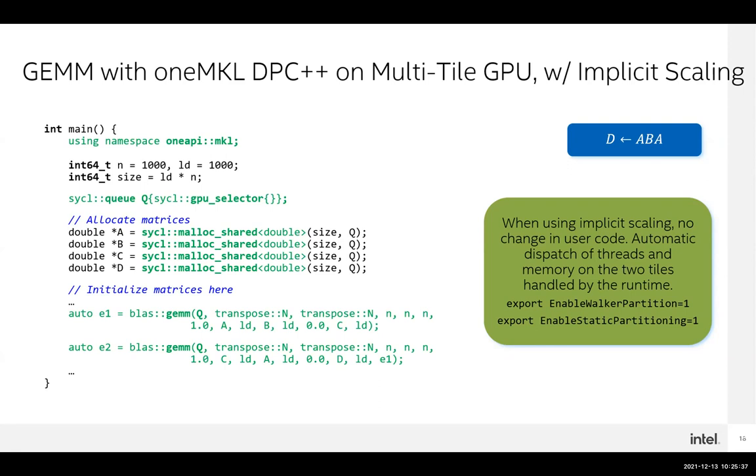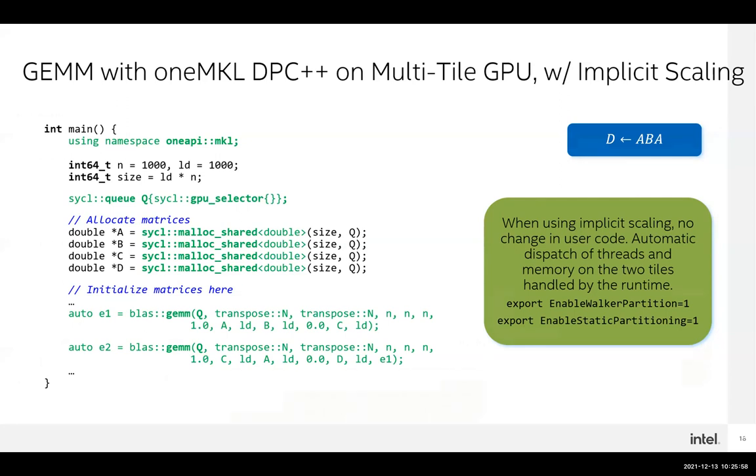For using more tiles, we need to set up and export environment variables, enable walker partition and enable static partitioning. Enable walker partition enables scaling on one or two more tiles of a GPU, and the second one ensures that the workload will be divided into partitions during dispatch.